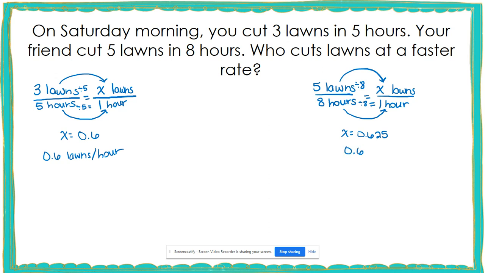So that means that your friend can do 0.625 lawns per hour. Well, you can do 0.6 and your friend can do 0.625, which means that although your numbers are very close, your friend cuts lawns at a faster rate.